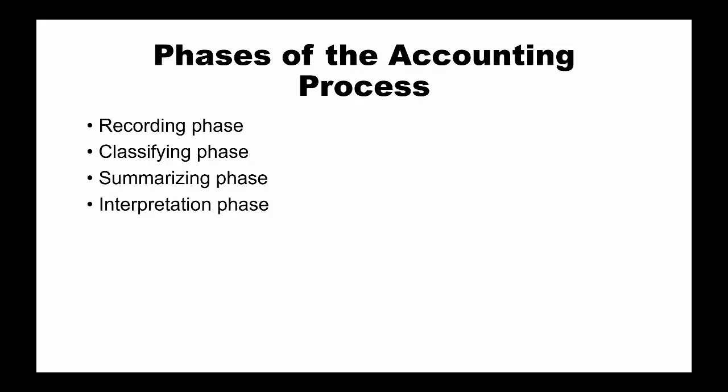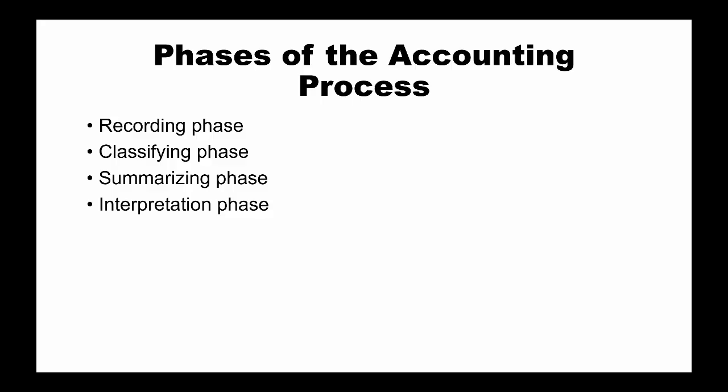Then we have the phases of the accounting process. They involve the recording phase, which involves the routine and mechanical process of writing business transactions and events in the books of accounts, or the books of original entry, or simply the journals, in chronological order in accordance with generally accepted accounting rules and procedures.